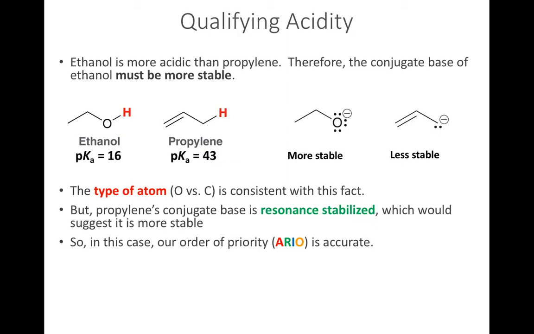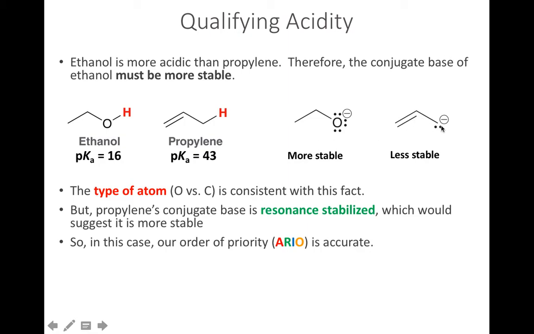Here's just one example. If we were to compare the acidity of ethanol versus propylene, if we consider the atom type, having the negative charge on an oxygen versus having the negative charge on the carbon, we would predict that ethanol is the more acidic. Now, propylene's conjugate base is resonance stabilized, right?